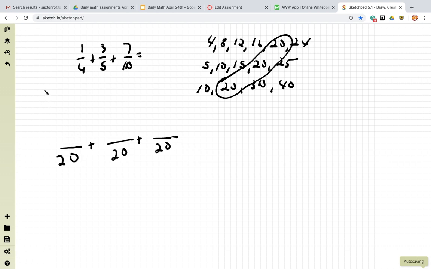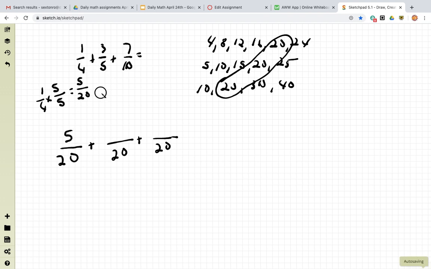Now I need to figure out 1/4 times what is going to be equal to a new equivalent fraction with a 20 on the bottom. So what times 4 is equal to 20? That's just 5. 4 times 5 is 20. So 1 times 5 is going to be 5. And that means 5/20 is the same as 1/4.